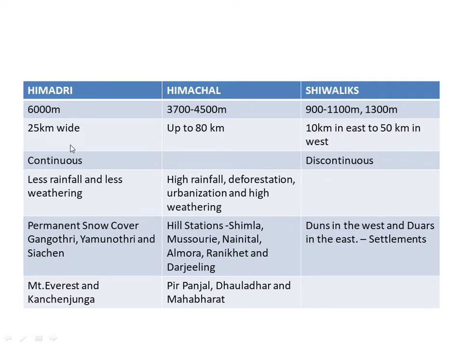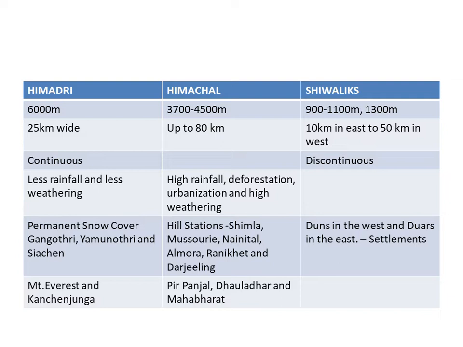In Himadri, we have less rainfall and less weathering. Weathering means the breaking down of rock materials. But in Himachal, we have high rainfall, more deforestation and more urbanization. People are moving from various places to this place, and this place is getting urbanized. Urbanized means this place is turning into cities, and because of these reasons, there is high weathering.